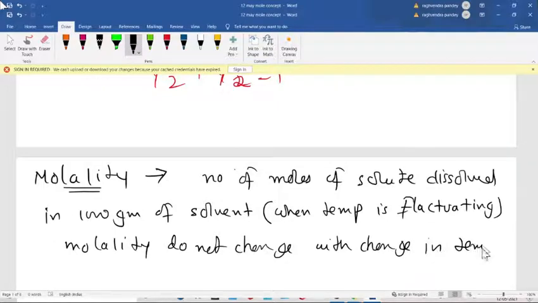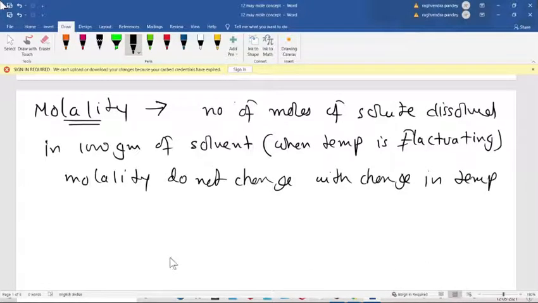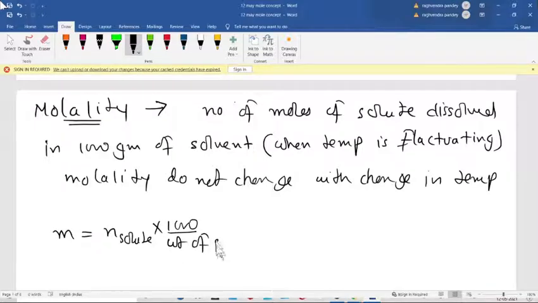Okay, this is the importance there. So this calculation is also very easy. Let's take the formula. It is denoted by small m. Small m is your molality, capital M is the molarity. Number of moles of solute into 1000 upon weight of solvent in grams. That is your formula.